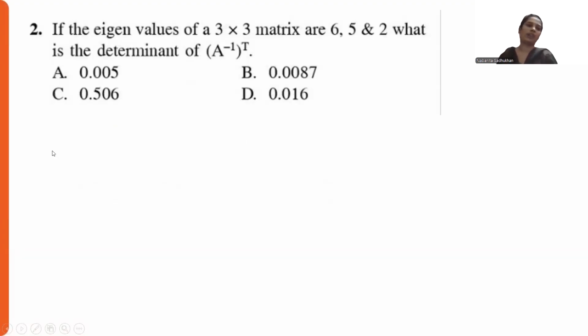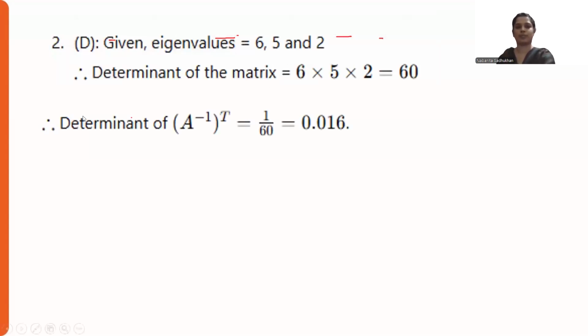Now let's see, this is a linear algebra problem. We have the eigenvalues of a 3 by 3 matrix, which are given to be 6, 5, and 2. Now we have to find the determinant of (A inverse) transpose. We know that the determinant of the matrix is the product of the eigenvalues, so the product gives the answer to be 60.